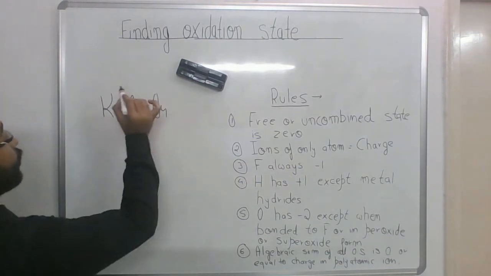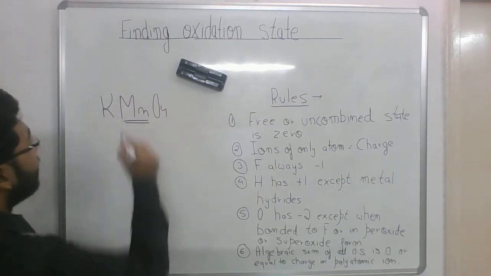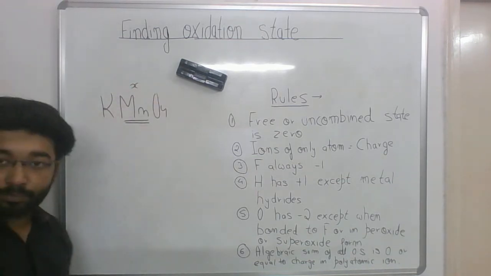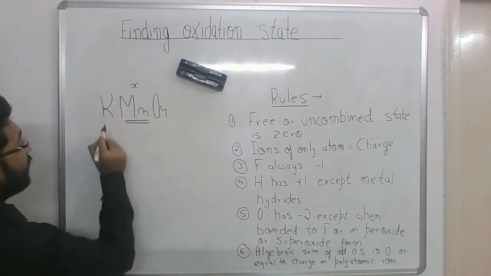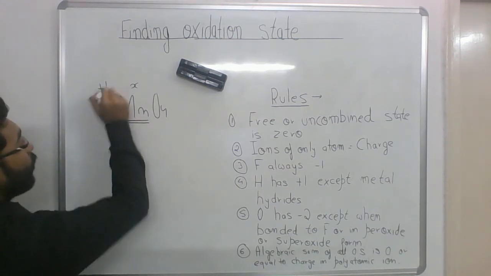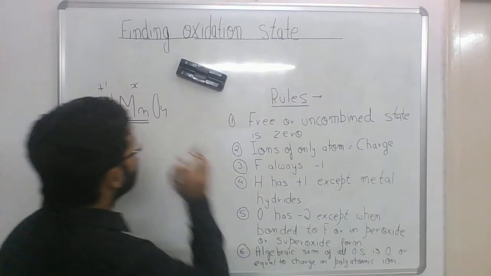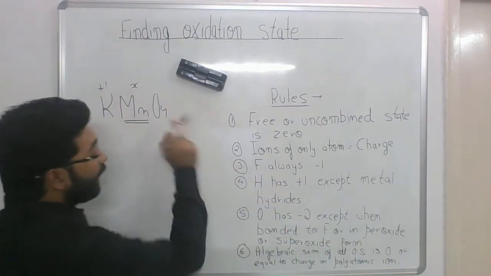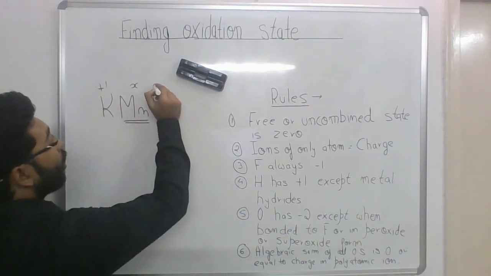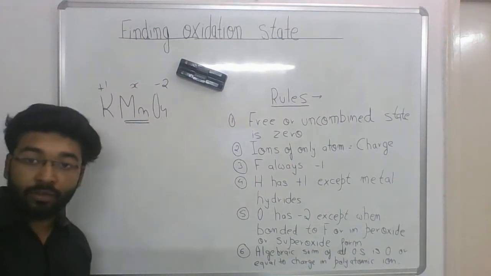Okay, so let the oxidation state of manganese be X. The oxidation state of potassium is always +1. And since this is neither bonded to fluorine, nor is it a peroxide nor a superoxide, the oxidation state of oxygen will be -2.